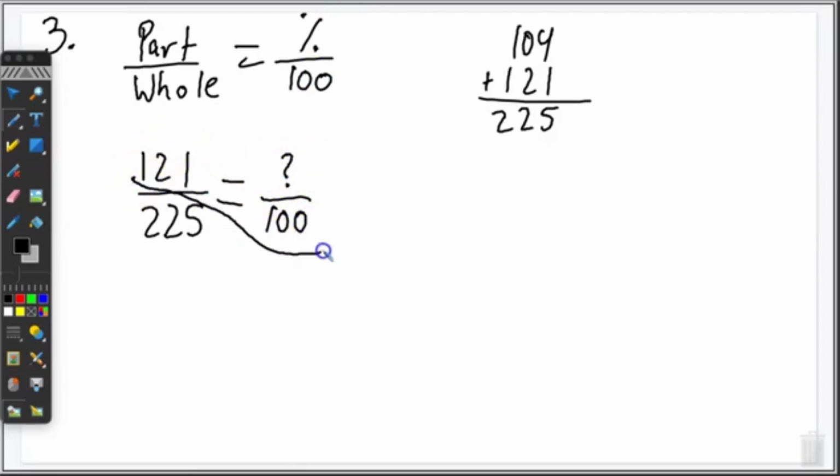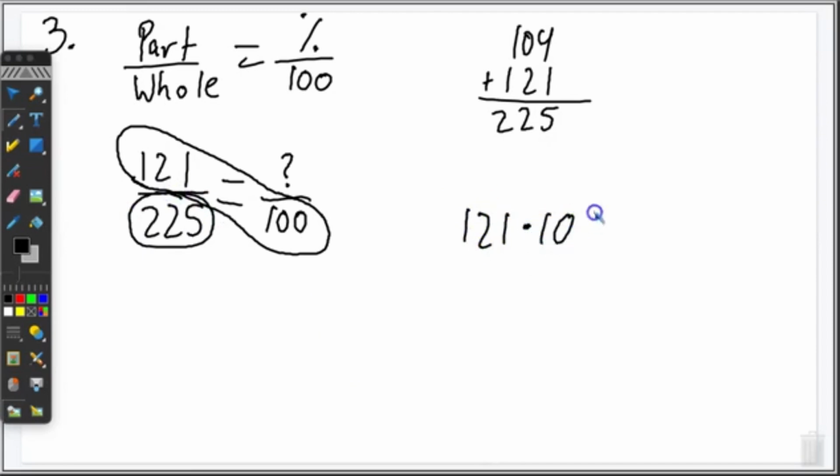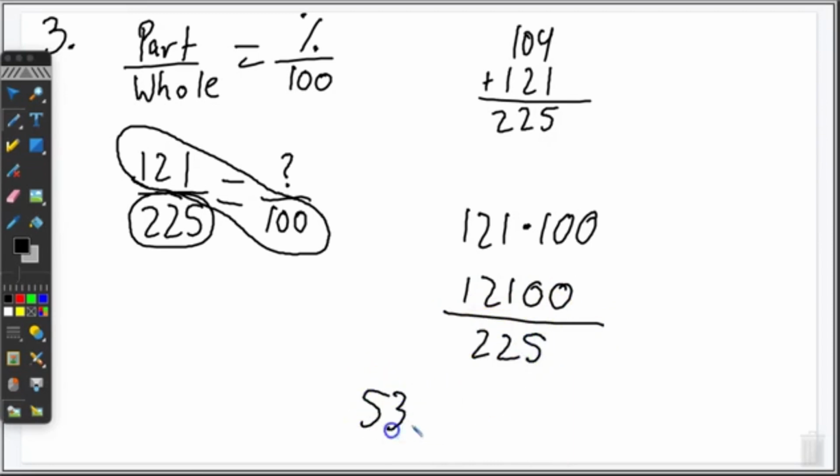And now all we do is bat and ball method. Draw your bat. Draw your ball. We know we multiply the bat, 121 times 100. All right, gives me 12,100. Divide it by 225. And we get 53.7777, and then it eventually rounds to an 8.